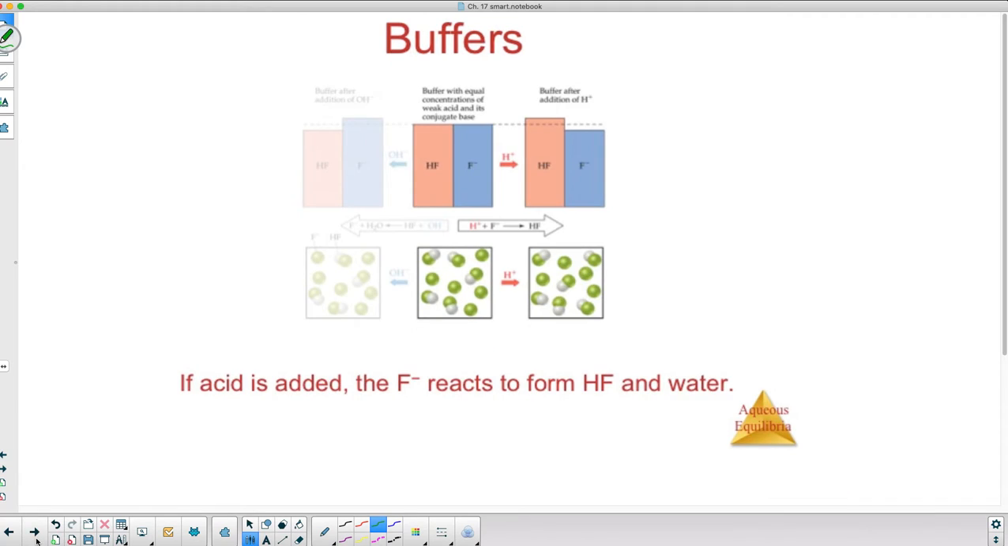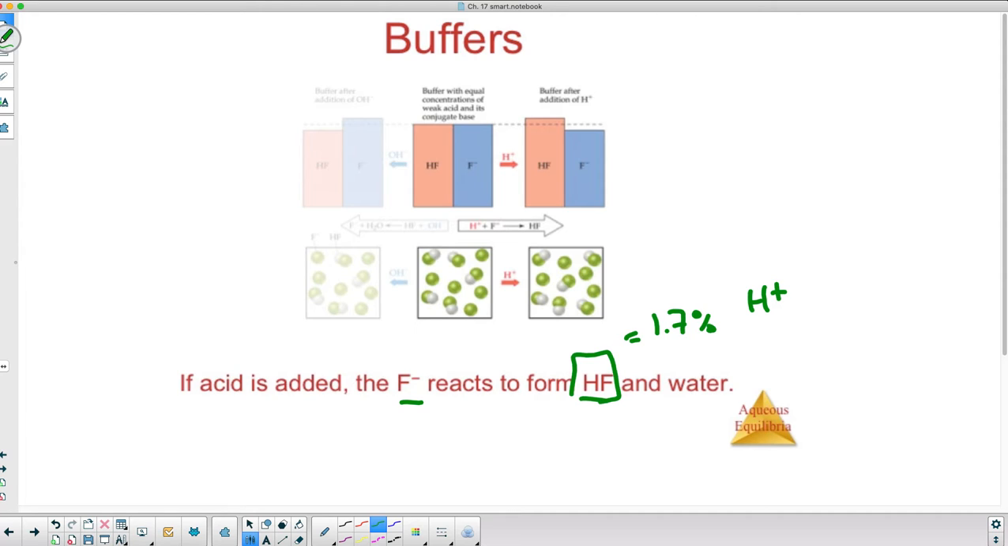Take a look at what happens when we add acid. So what if we add acid to it? Well, if acid is added, then the F- reacts to form HF. Now, it looks like we're increasing the concentration of an acid, but HF only ionizes 1.7% of the time, which means we're only adding a very small amount of actual H+, which means the pH doesn't change very much.